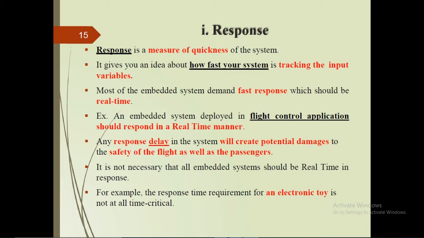Response is a measure of the quickness of the system. It gives an idea about how fast your system is tracking the input variable. Okay, it matters. Like in flight control application, it should respond in a real-time manner, whereas for an electronic toy, the response time requirement is not at all critical. Any response delay in flight control is critical. Any response delay will create potential damage to the safety of the flight as well as the passengers. Okay.